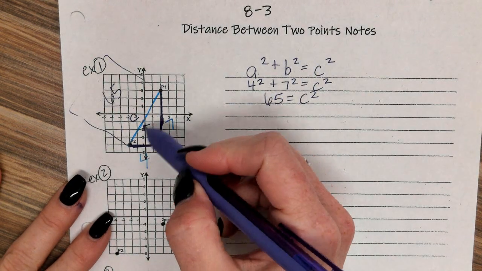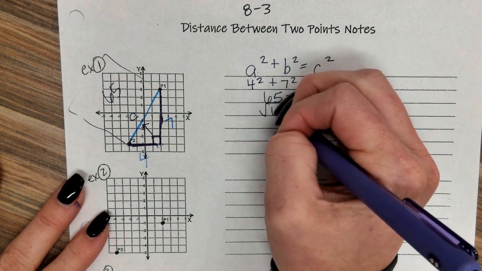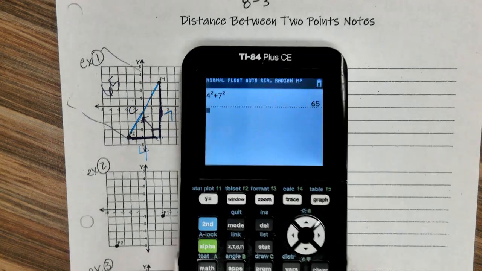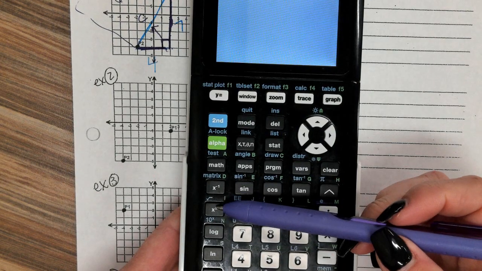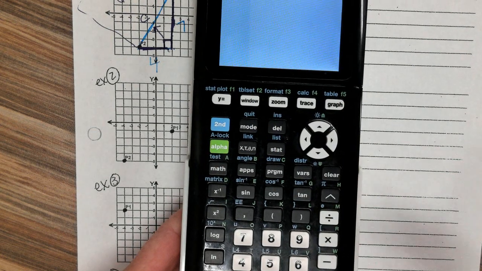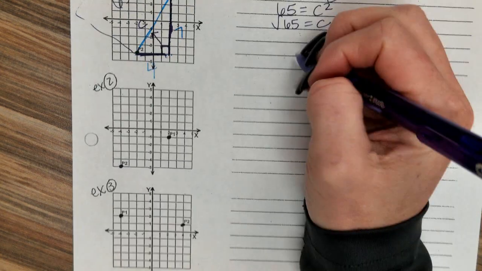I'm looking for the side length. So to finish that next step, all you have to do is square root that number to get that side length. So the square root of 65, and remember the square root button is right here in blue, so you hit second square root 65, and then you would just round this answer, which would be like 8.06.